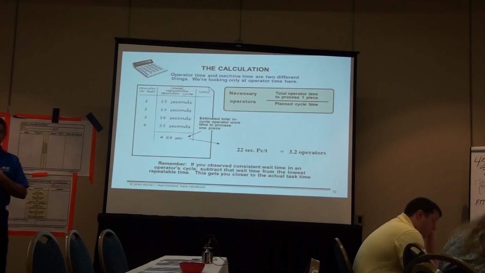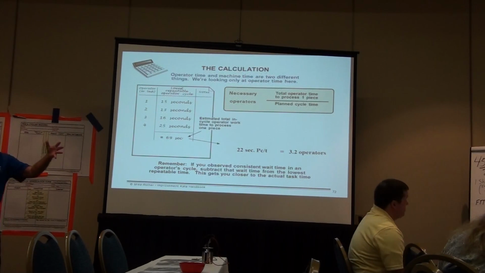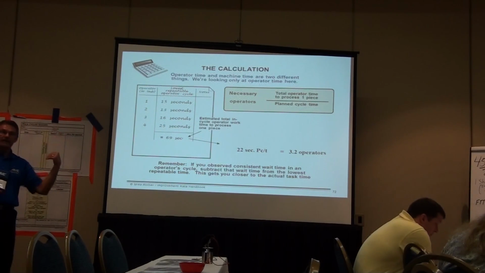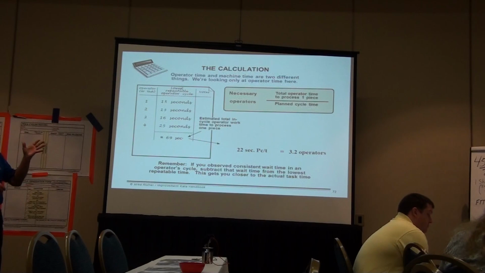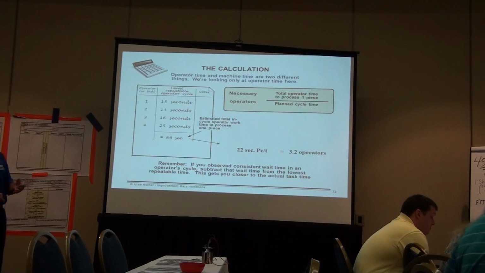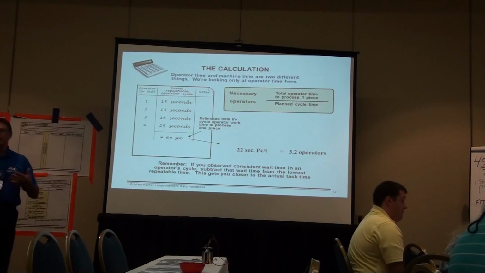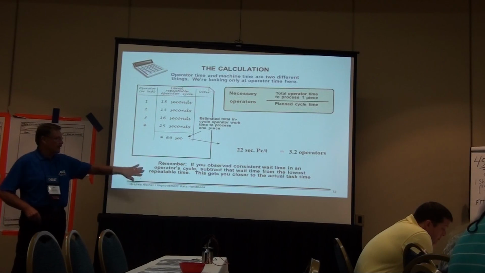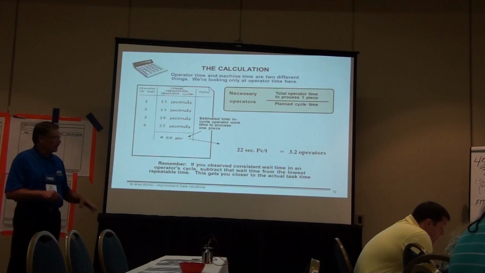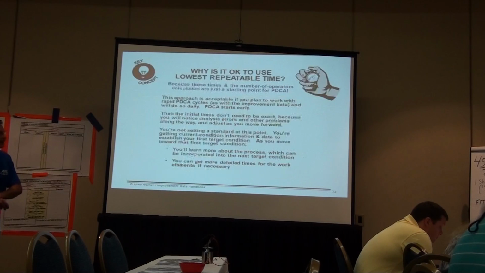So again, if we remember from value stream mapping, the sum of the cycle time, the value add time, divided by the takt time, suggests how many people we should have. In this case, we're taking the lowest repeatable sum divided by planned cycle time, and still coming up with a starting point. Maybe we've got 4 people there or 5, and this is what we're trying to look for. We're trying to get down to, say, 3 people. If we observe consistent wait time, we want to back that out so that we can get closer to the actual task time.